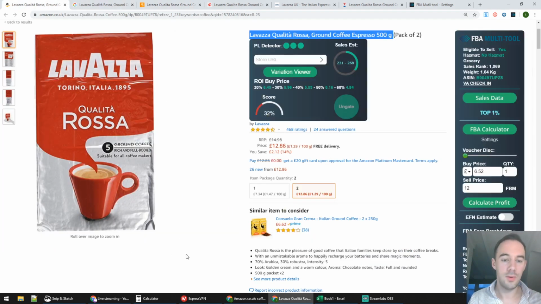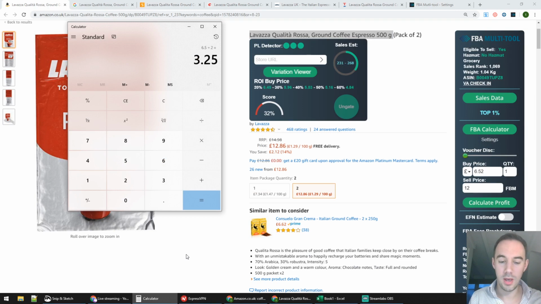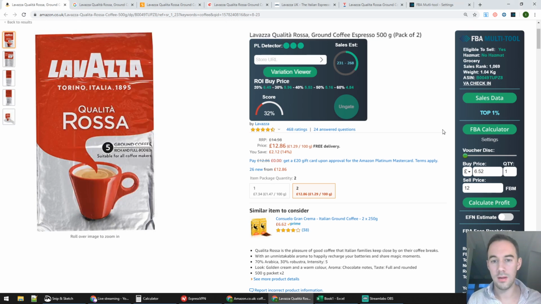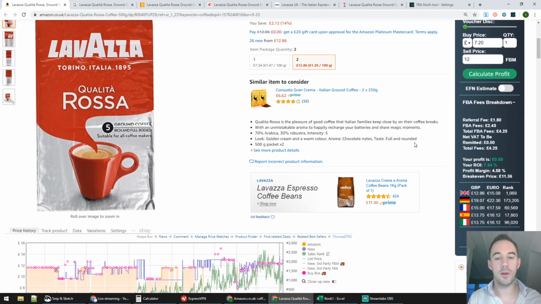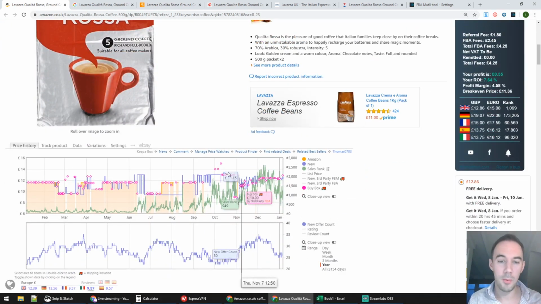So if we do like £3.60 times 2, £7.20, and you're getting it for £7.20. Yeah, and that's not going to be a great margin, 7.6%. But what we'd be looking for is to find those products that are a bit more consistent.